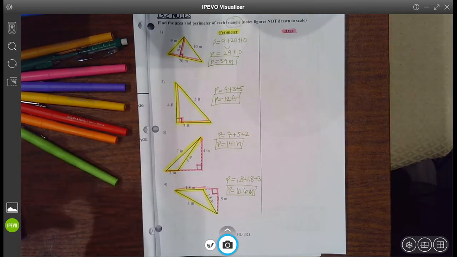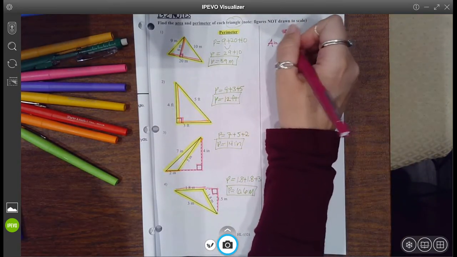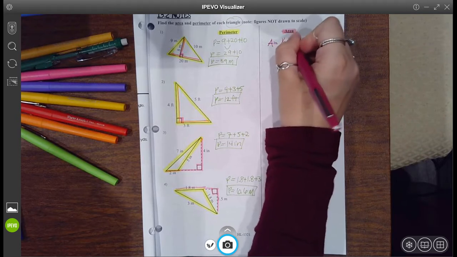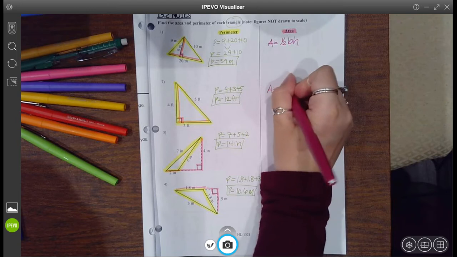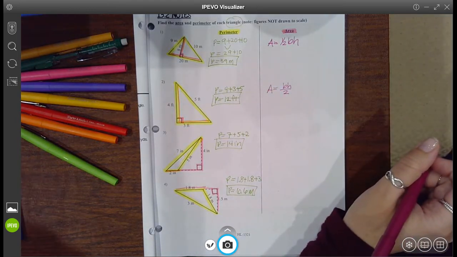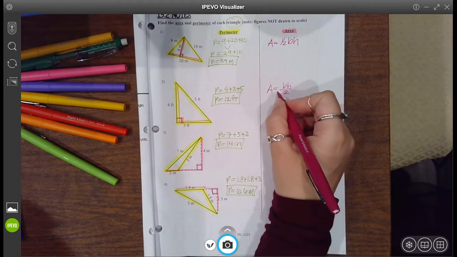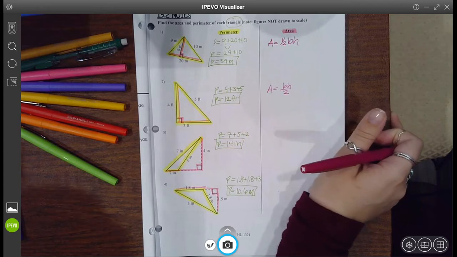Now let's try and find the area. Let's go ahead and write the formula for the area of a triangle. It is either 1/2 base times height, or you could do base times height divided by 2. Both of those are the formulas. They're saying the same thing. Multiplying by 1/2 is the same thing as dividing by 2. So you pick whichever one you want.